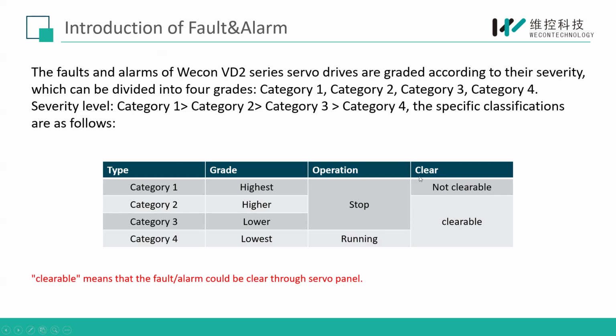Here, clear means that for category 1, when this error happens, we can't use P10.02, we can't use the parameter to clear the error. We need to first check and solve the error, and then we need to repower. But for levels 2, 3, and 4, we can clear these errors once we solve them, without repower.